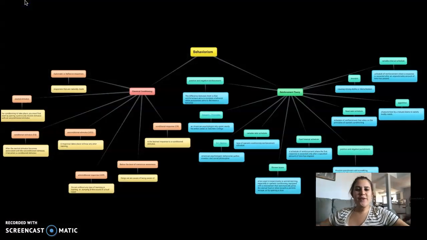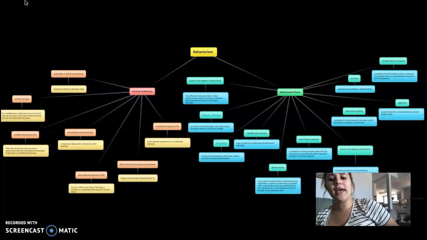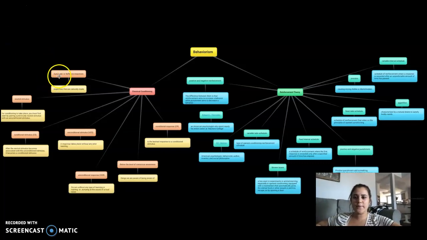Hi! So today we're going to be talking about behaviorism, and part of behaviorism is classical conditioning. With classical conditioning, we have a bunch of words that also relate to this on our bubble scan, like you can see right here. I'm going to use this pointer to point to what I'm going to be talking about.